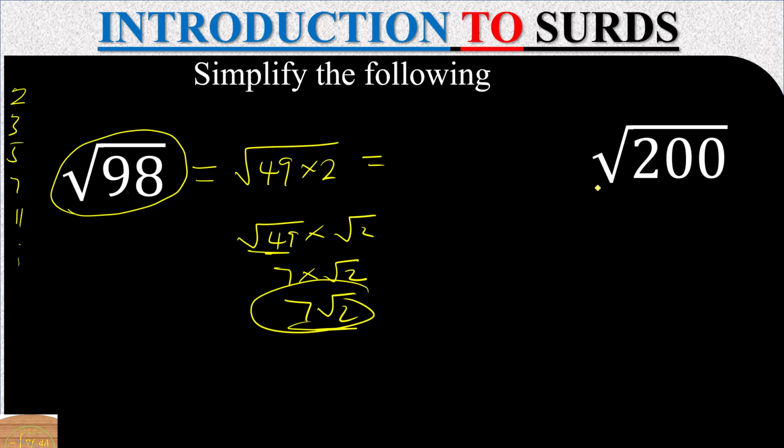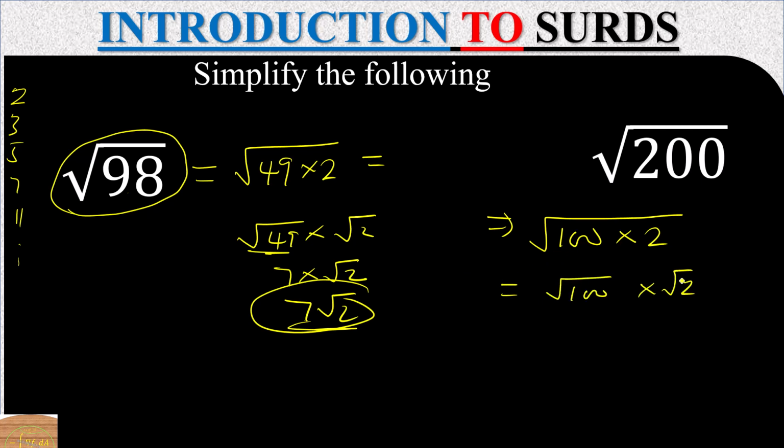Okay, so let's try this: the square root of 200. Yes, so pause the video and try this. All right, so let's divide this by 2, so we have 100 times 2, that is 200, and 100 is a perfect square, so √100 times √2, so we have 10√2. That is all right.